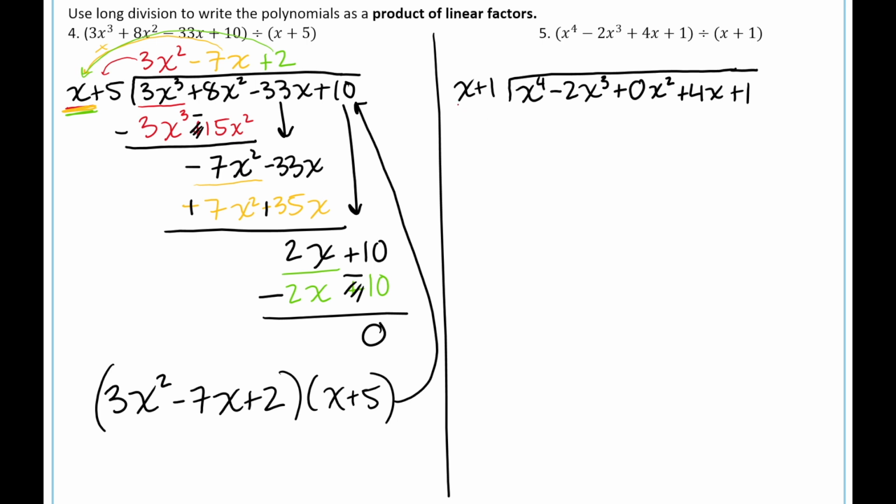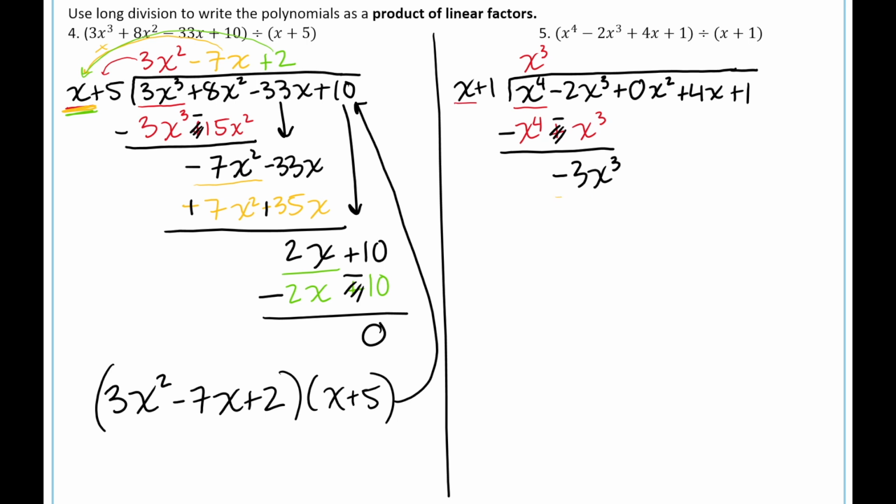Okay, here we go. I need to do x. I'm going to divide x to the 4th by x. That is x cubed. I'll go ahead and multiply. I get x to the 4th plus x cubed. Time to subtract. When I subtract, I'll change my signs and then just add. I end up with negative 3x cubed.